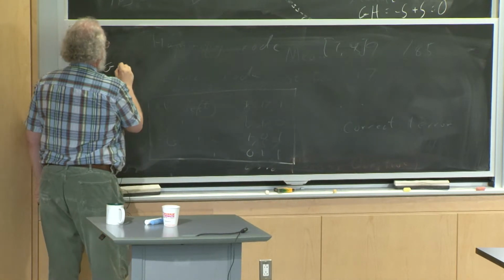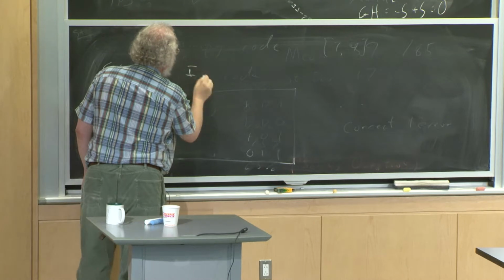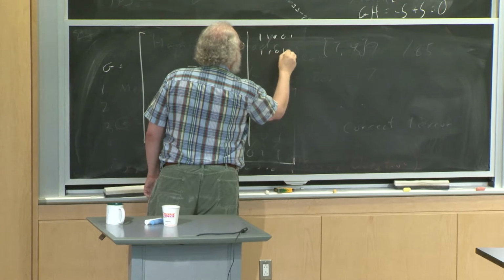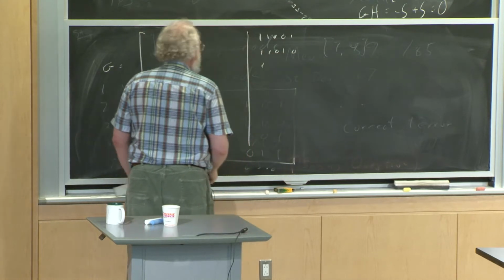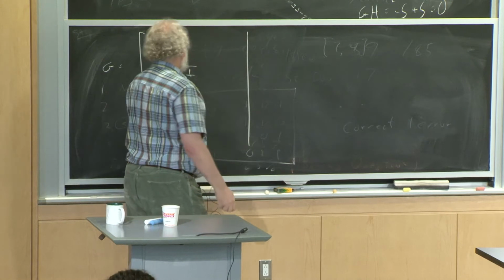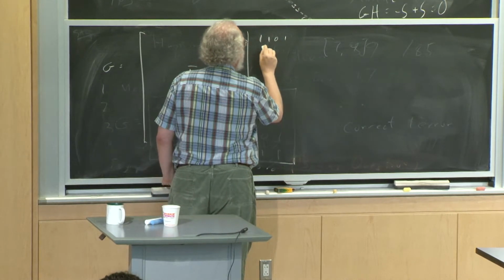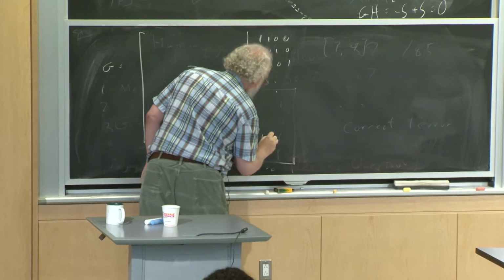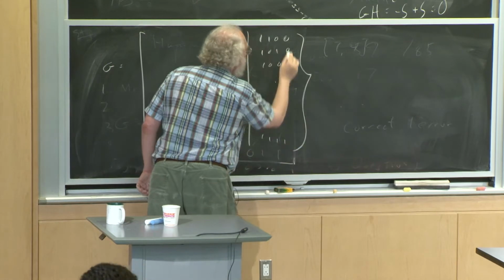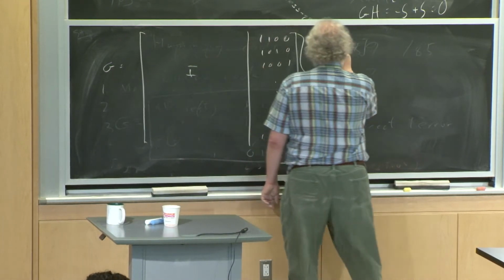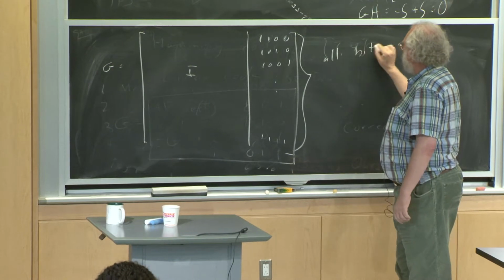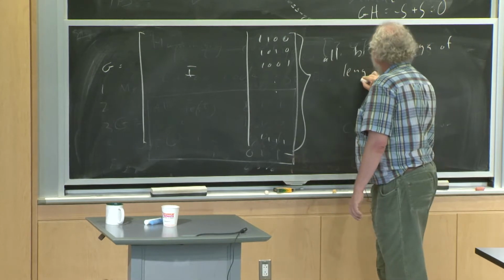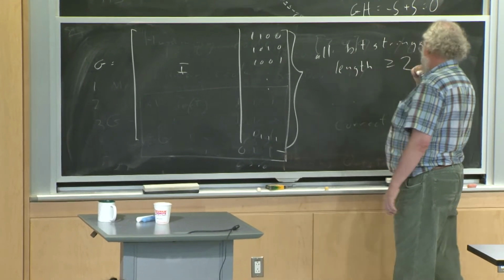Well, G equals, we're going to start with the identity. And let's say 1, 1, 0, 0, 1, 1, 1, 0, 1, 0. Okay, let's do the case of 4, 0, 1, 0, 0, 1, 1, 1, 1, 1. So I want to say we want these to be all bit strings of length greater than or equal to 2.